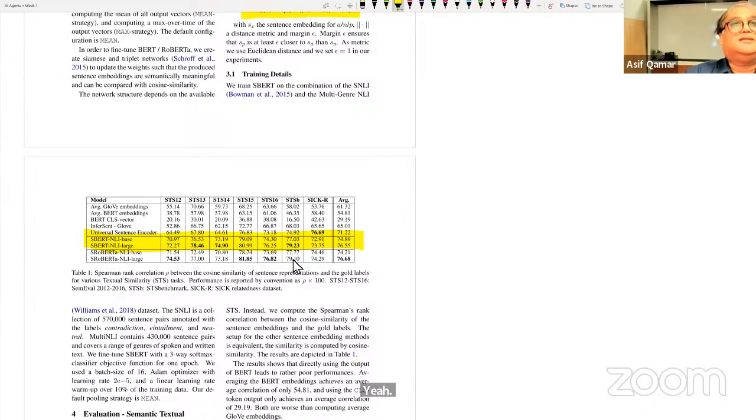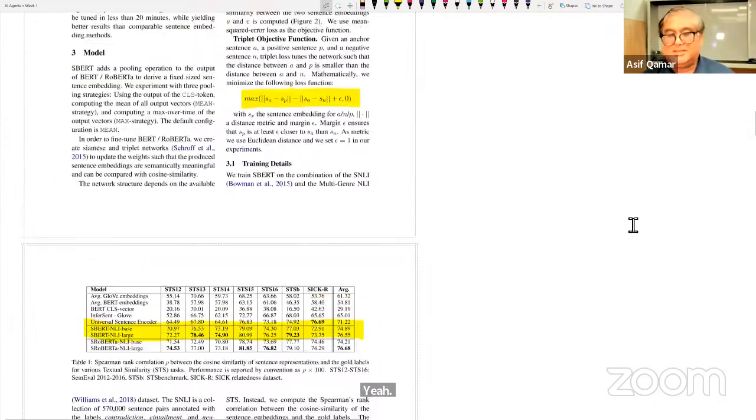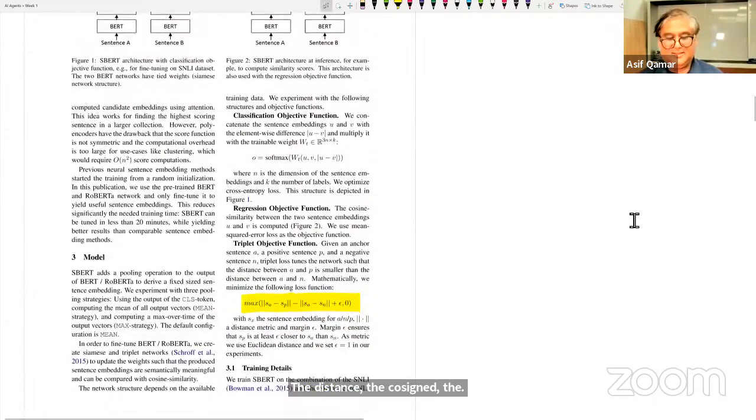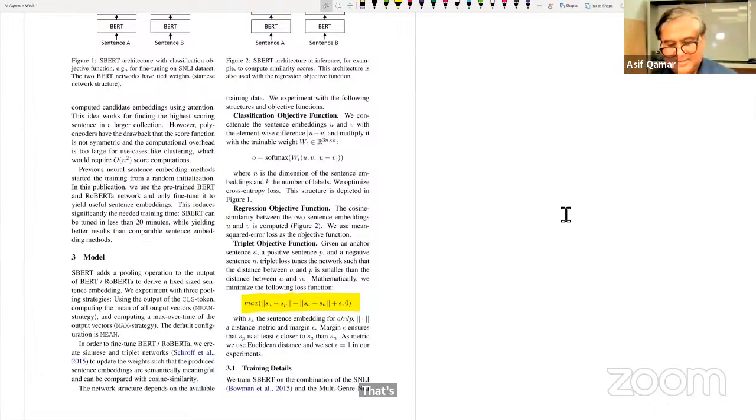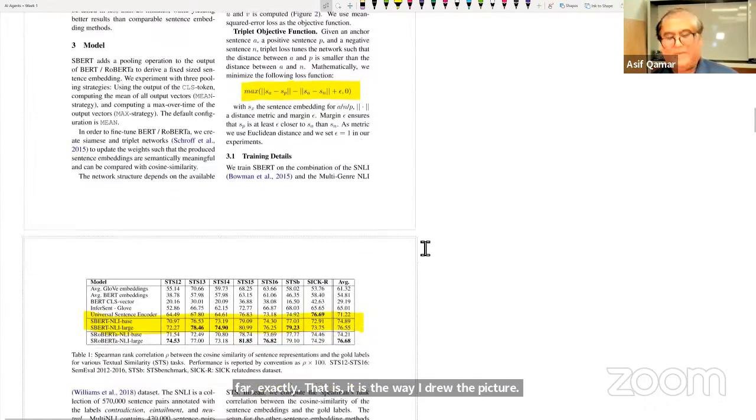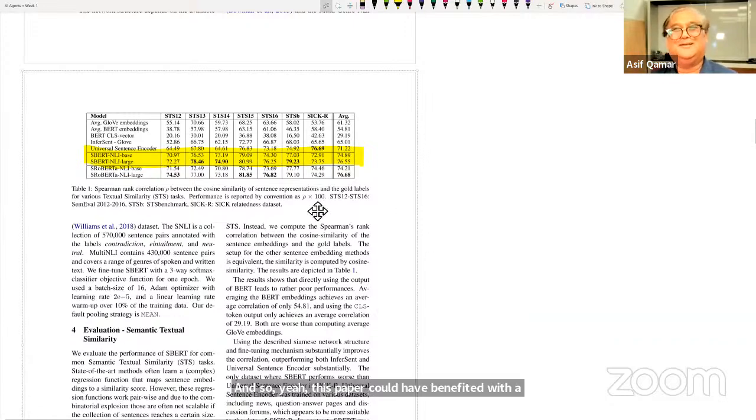The distance, the cosine, you're getting a cosine. That is it. All you're saying is, let the cosine between a sentence and its similar sentence be high. Let the cosine between a sentence and a random sentence be low. That's far. Exactly. That is the way I drew the picture. And yes, this paper could have benefited with a few visualizations like the pictures.